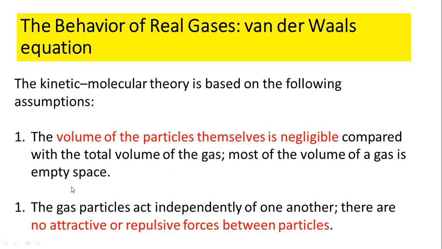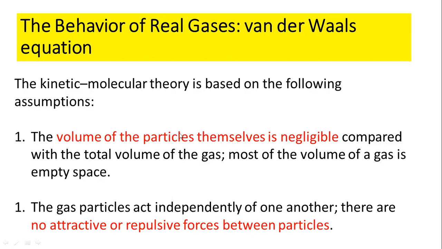And the second assumption is that the gas particles act independently of one another, and there are no attractive or repulsive forces between the particles. Again, this is for the ideal gases, but today we will discuss what type of forces are going to exist between the particles, and how the real gases are going to deviate if attractive or repulsive forces are present between the particles. So this is the main objective of today's class.